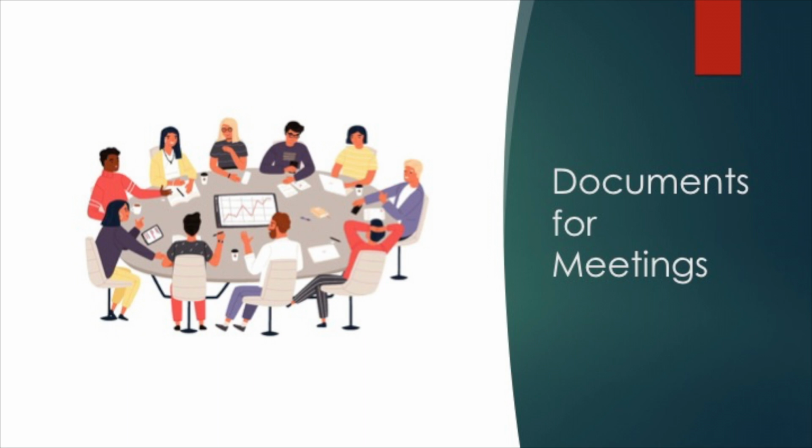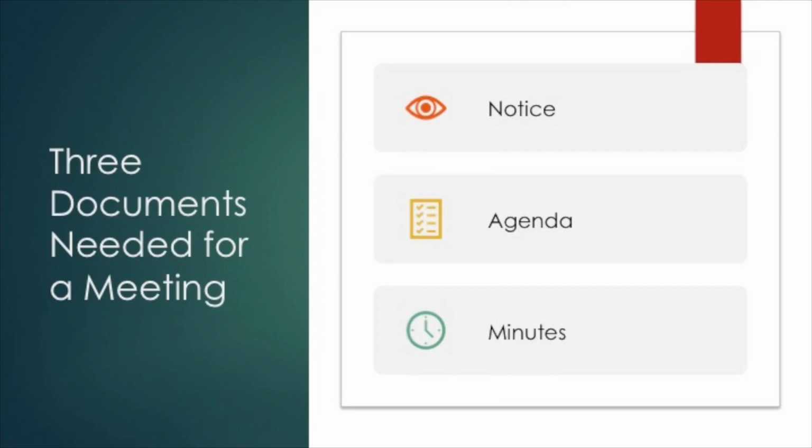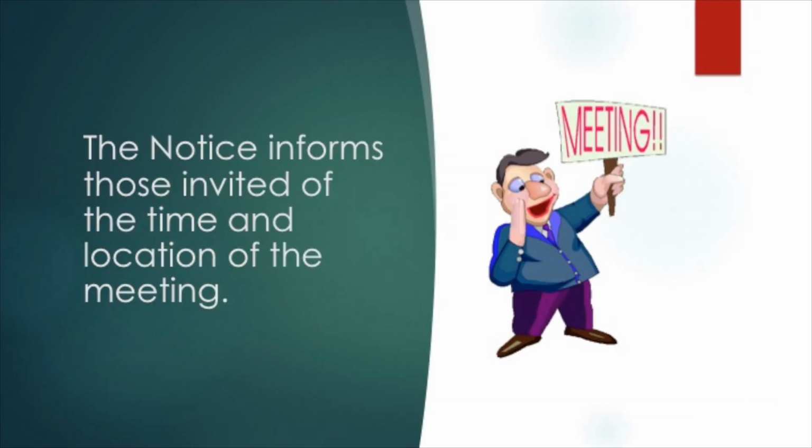Today we are going to look at the documents that are necessary to run an effective meeting. The three documents needed for a meeting are the notice, the agenda, and the minutes. The notice informs those invited of the time and the location of the meeting.